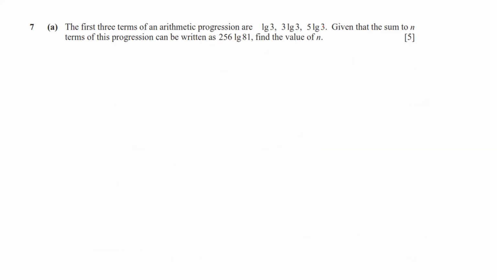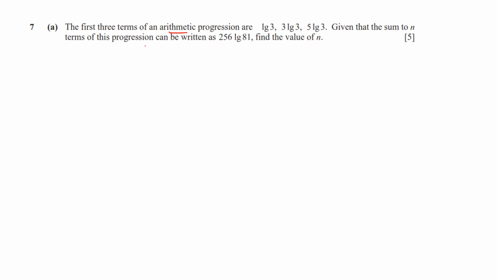It says that the first three terms of an arithmetic progression are log 3, 3 log 3, 5 log 3. So remember, this is an AP or arithmetic progression. Given that the sum to n terms of the progression can be written as 256 log of 81, find the value of n. Okay. So find the value of n.